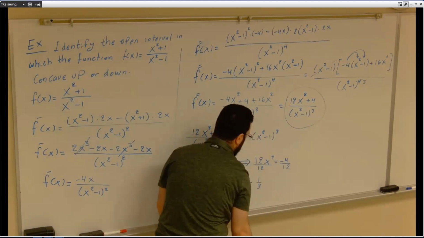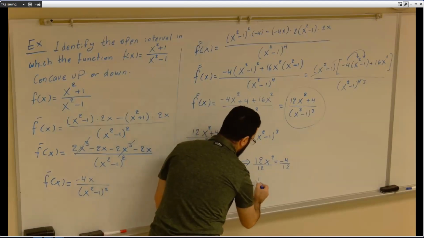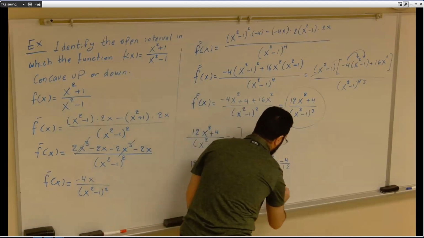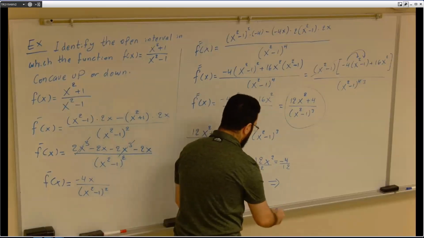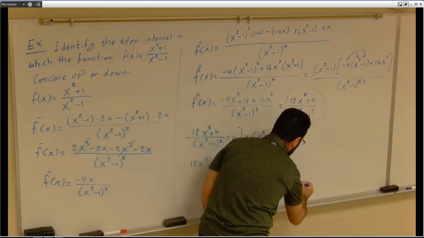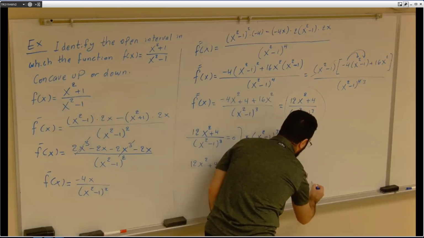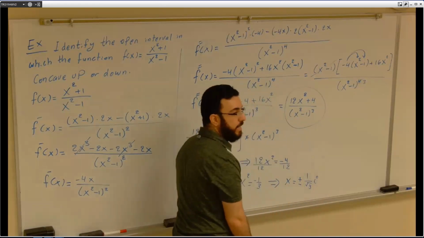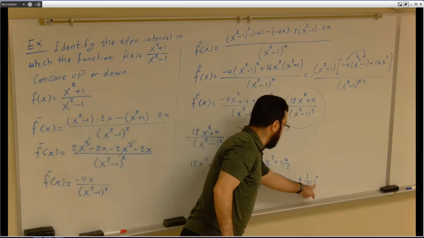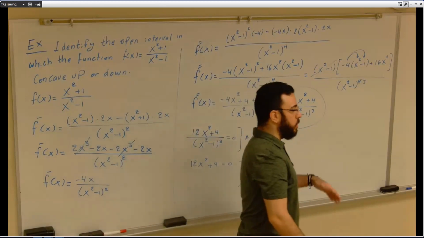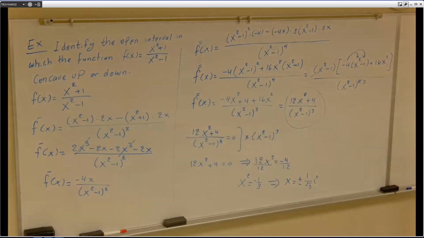What about the negative sign? It's going to be negative 1/3. Then take the square root of both sides. So x is going to be plus or minus 1 over square root of 3, with an i, because when you take the square root of a negative, you get an i. So now you have a complex number.